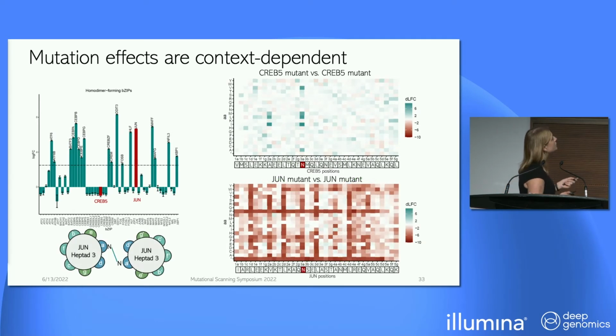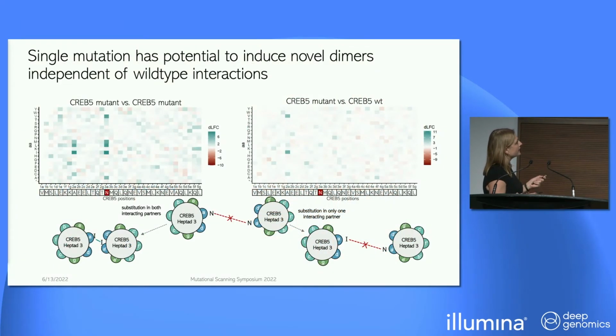Interestingly, if we compare this to JUN, which does form a homodimer as wild type and also has an asparagine at this position 3A, here almost every mutation at this position decreases the homodimer. So again, showing this context-dependent effect. If we take this further and we look again at CREB5, we can see that this substitution to an isoleucine only induces the homodimer if it happens in both partners of the dimer. If we look at CREB5 in the heterodimer screen, where we compare all the CREB5 mutants versus wild-type CREB5, this mutation at 3A does not induce a stronger dimerization, showing, if we look at it from an evolutionary standpoint, that a duplication of CREB5 followed by a single point mutation would be able to establish a novel homodimer that's independent of the ancestral CREB5.